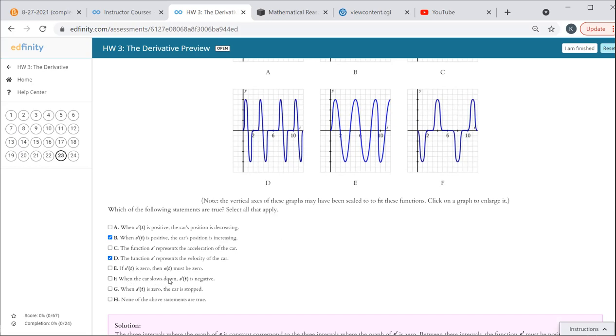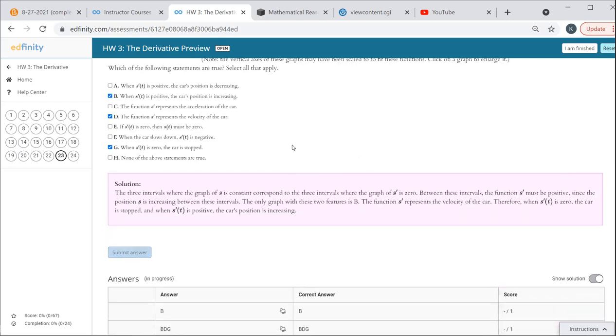When the car slows down, S prime of t is negative. No. When is S prime of t negative? When the car's going backwards. When the car slows down, S double prime of t, the acceleration, is negative. Okay, so no. When S prime of t is 0, the car is stopped. Yeah, okay, so mine were B, D, and G. I can hit submit. I don't know if I'll get it right though. I don't want to because I don't want to get it wrong.